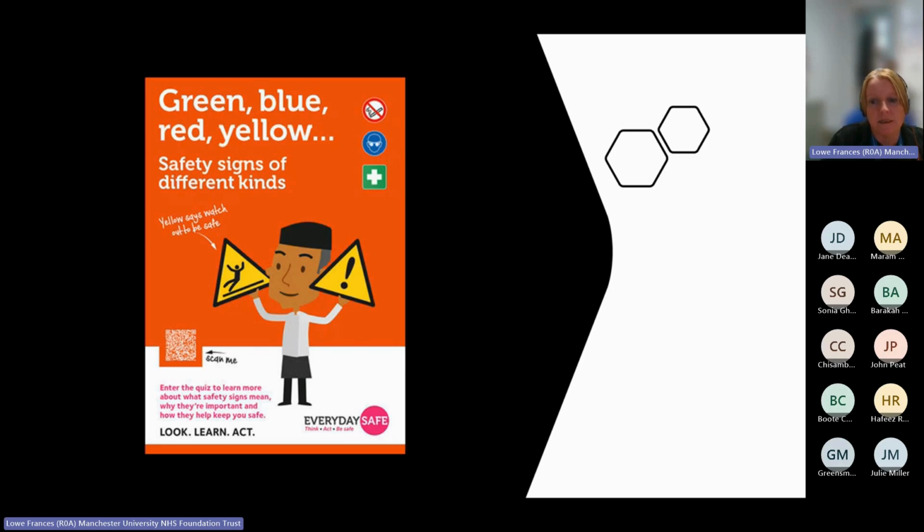Common warning safety signs include slippery surface, biological hazard, irritants, oxidizing agents, toxic, harmful to the environment. They're the ones that you always see on your chemicals and things in the lab environment.